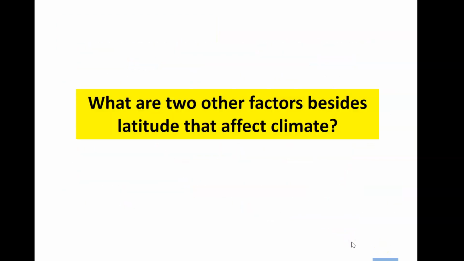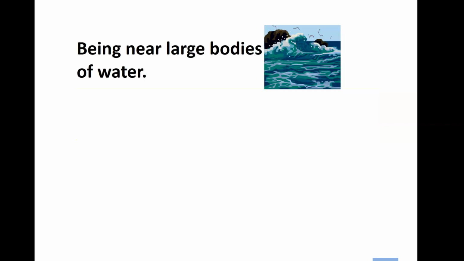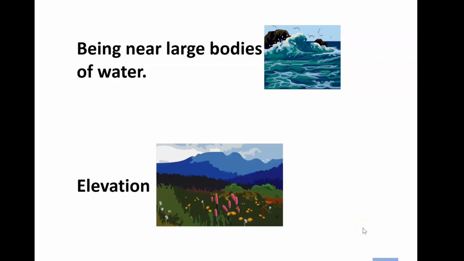All right. What are two other factors besides latitude that could affect climate? One thing is being near large bodies of water. Being near water can affect climate. We'll look at this further when we discuss climate. Elevation. Elevation, or being higher in the mountains, can affect the climate.